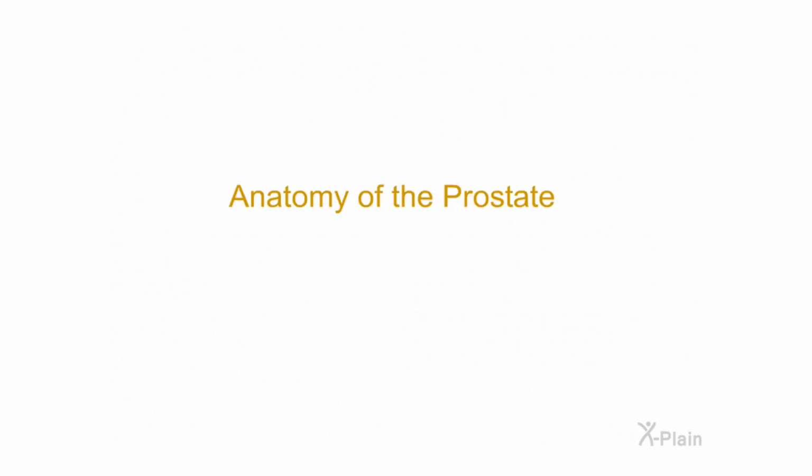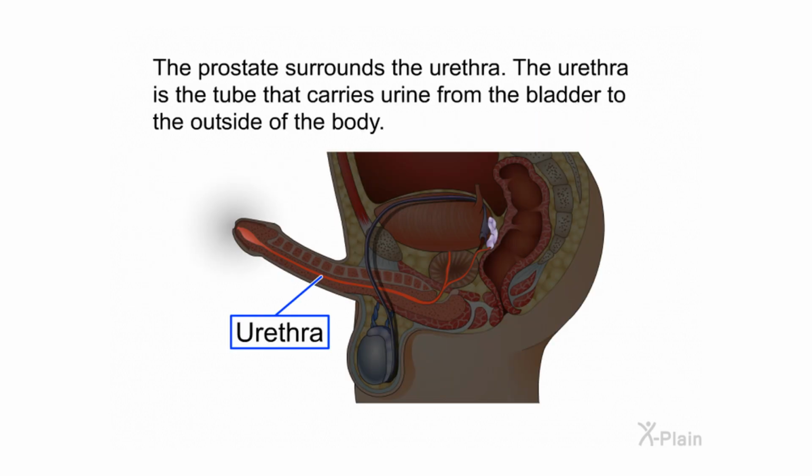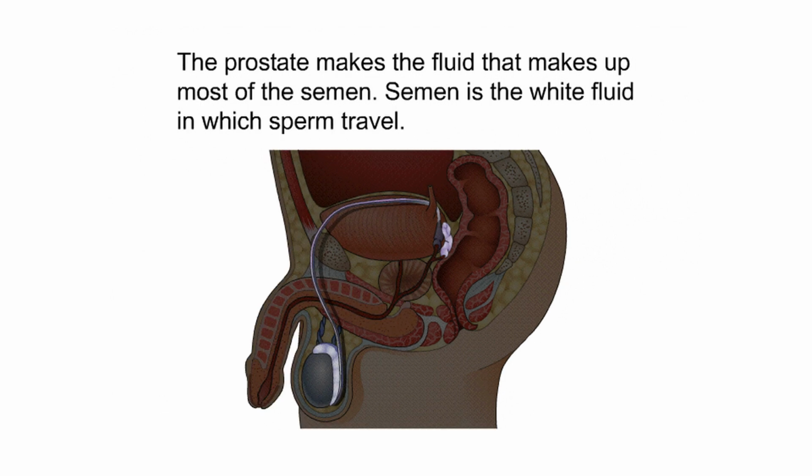Anatomy of the prostate. The prostate is one of the male sex glands. It is located just below the bladder, the organ that collects and empties urine. The prostate surrounds the urethra. The urethra is the tube that carries urine from the bladder to the outside of the body. The prostate makes the fluid that makes up most of the semen. Semen is the white fluid in which sperm travel.